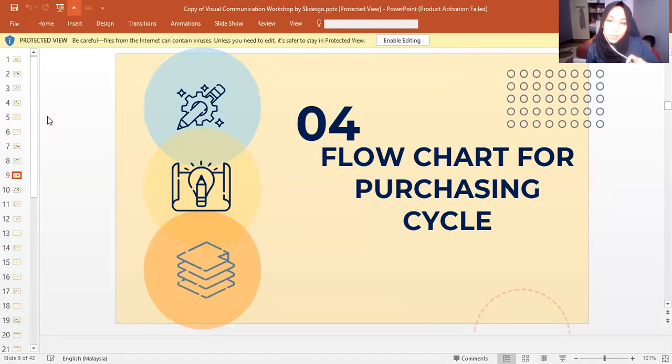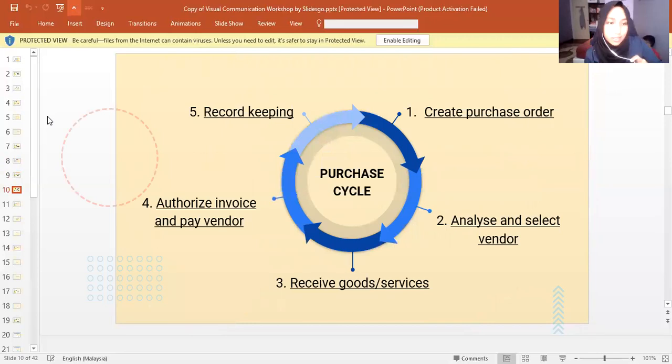And lastly is the flow chart for the purchasing cycle. As you can see, this is a flow chart of the purchase cycle. It basically shows all the processes. 2, analyze and select vendor. 3, receive goods or services. Number 4, authorize invoice and pay vendor. And lastly, number 5, record keeping. I will pass to Naimah.